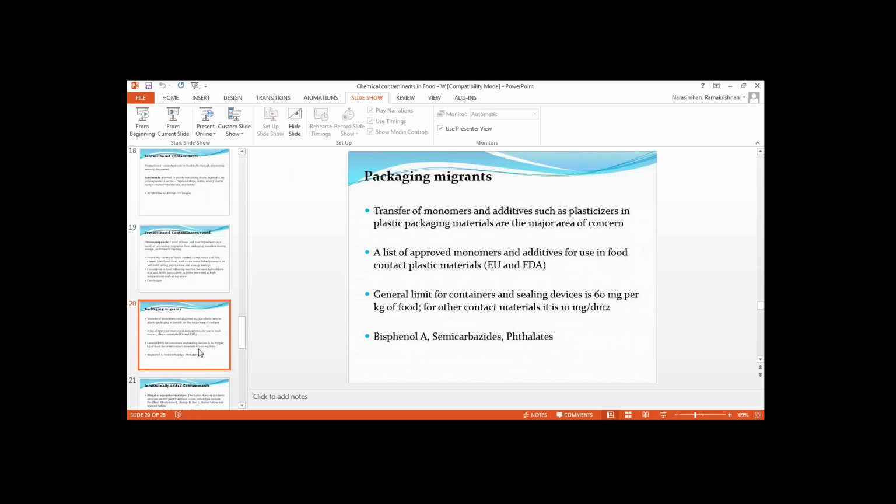Again, there are limits. The general limit for containers and sealing devices is 60 milligram per kilogram of food. For other food contact materials, it's 10 milligram per decimeter square. I mean, there are some European regulations, and there are some regulations locally also.